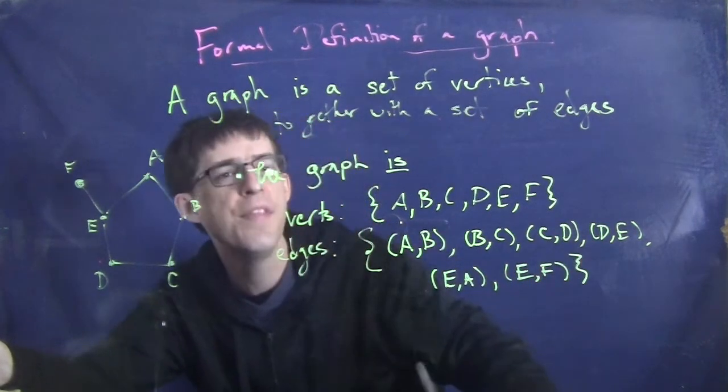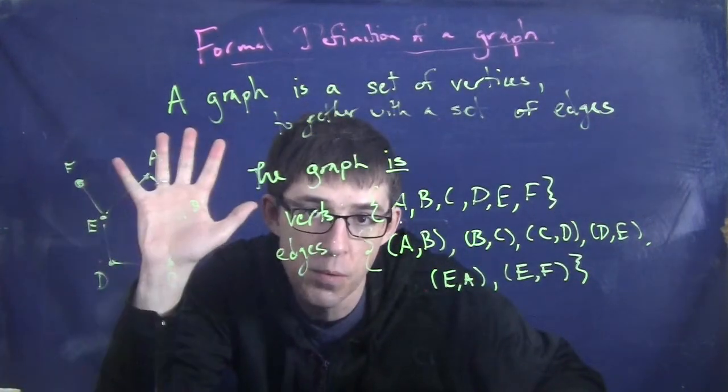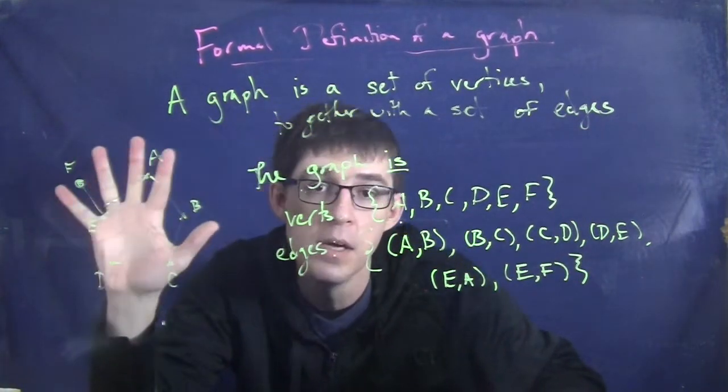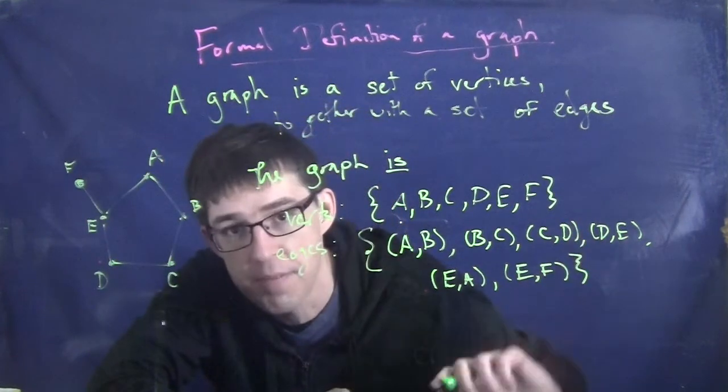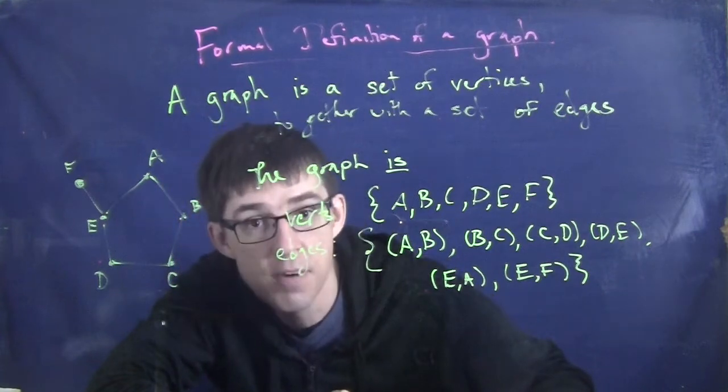All right. That is the true nature of the graph. This picture is a helpful representation of the graph, but that's not really truly what the graph is. This is what the graph is. It is a set of vertices together with a set of edges.